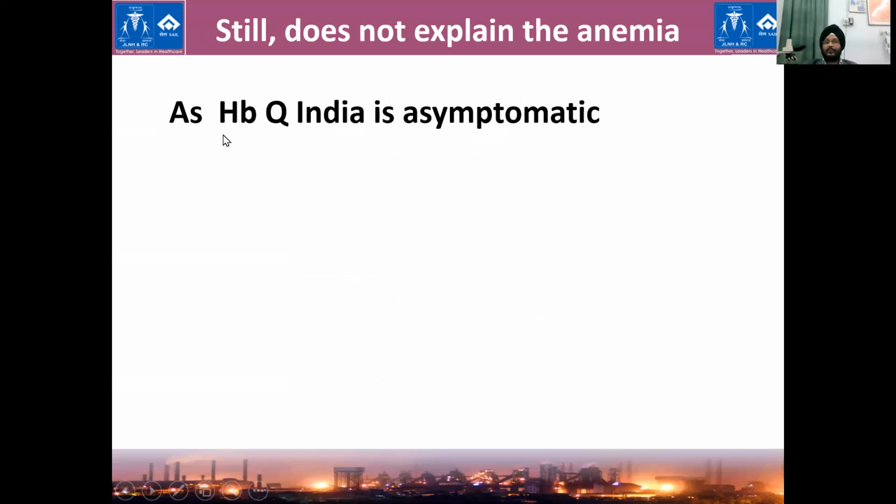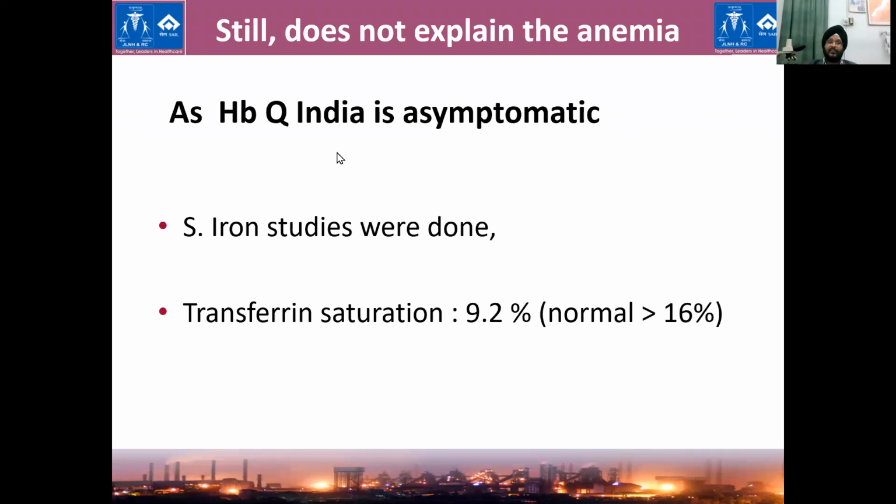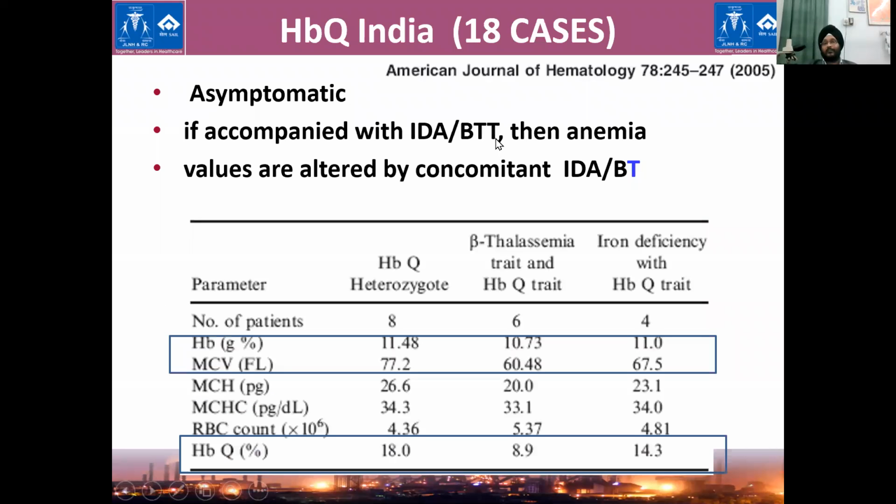But Hb Q India is asymptomatic. Still, that does not explain the anemia that this patient is having. So what should we do? As I said, iron deficiency anemia is very, very common in our country. So iron studies should always be done. This patient had a very low transferrin saturation, and a diagnosis of iron deficiency anemia in case of Q India was made.